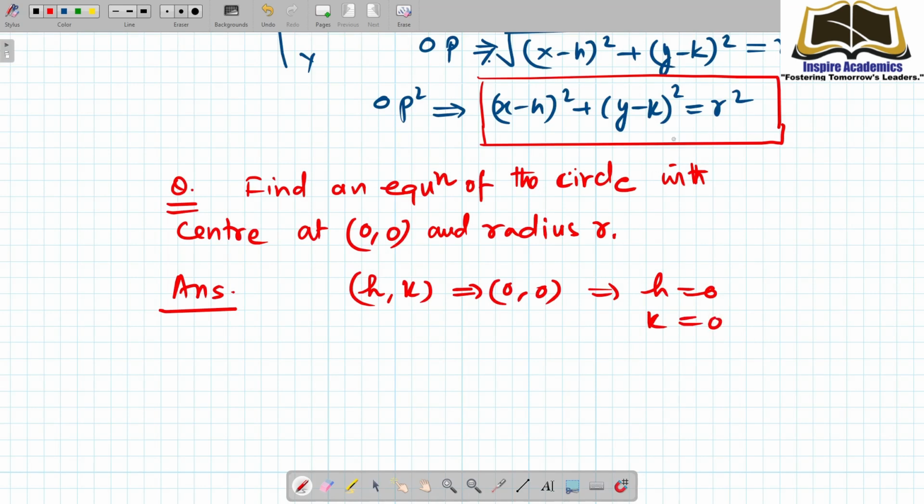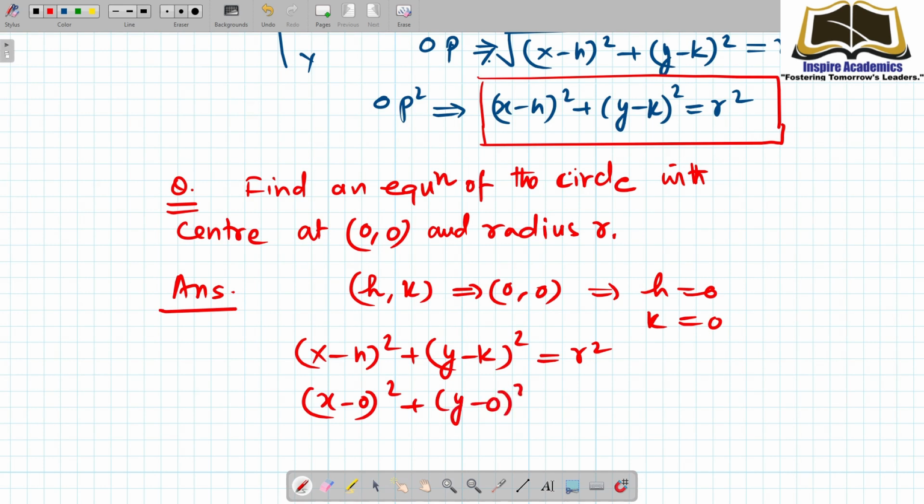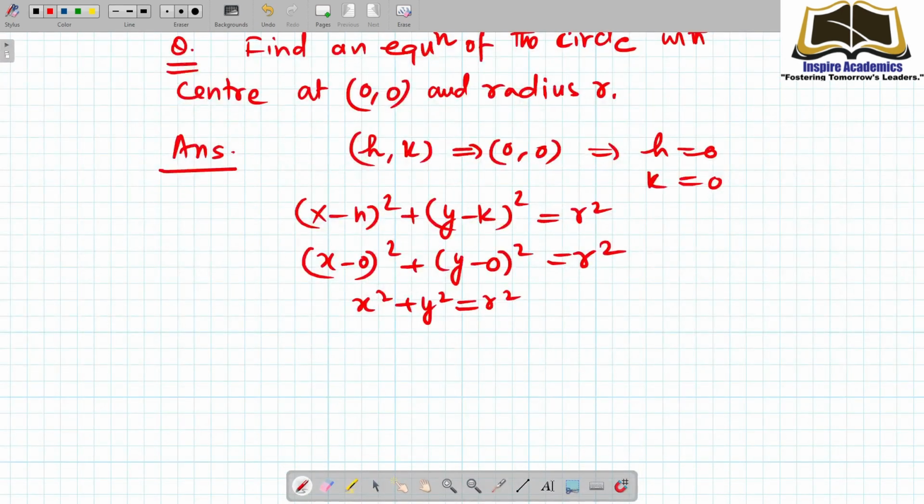So what is our equation of circle? x minus h whole square plus y minus k whole square equal to r square. Let us put the value of h and k. x minus 0 whole square plus y minus 0 whole square is r square. So our equation is x square plus y square equals r square. So this should be understood. Let us go to another question.